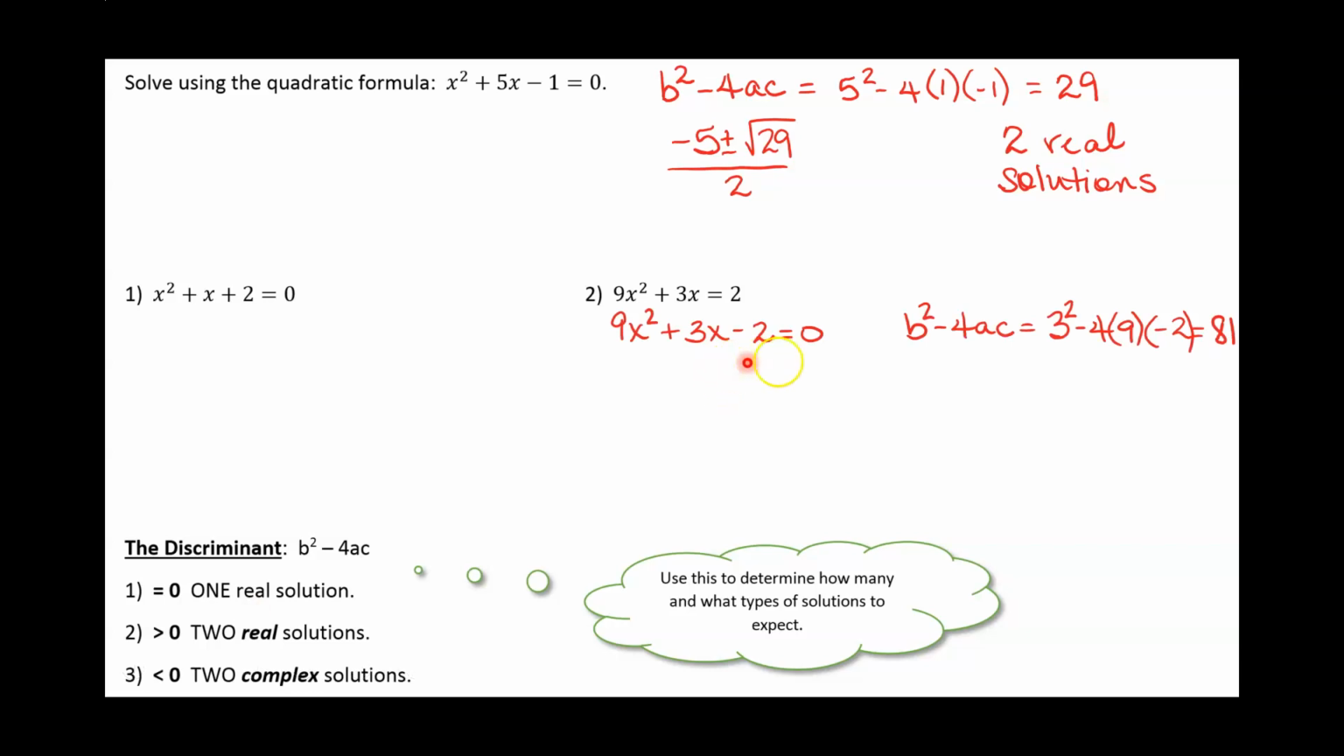All right, look at the other one that we did earlier today. For that one again, if I used my discriminant and I did b squared minus 4ac, I would get 81. Again, that's positive, and I should get 2 real solutions, and we did.